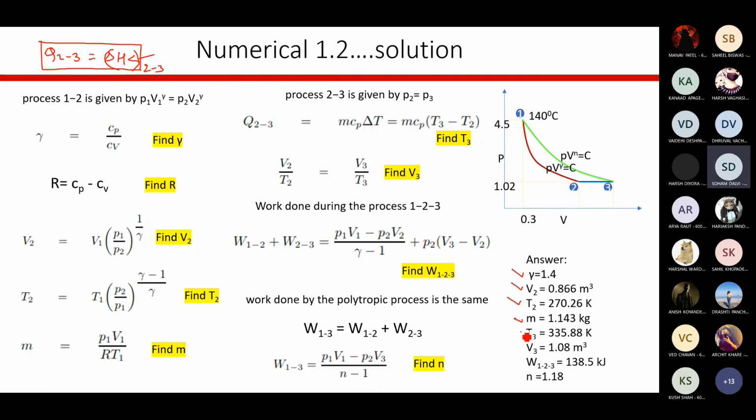Very good. Temperature T3? 335.873. That's fine. I rounded it off to 2 decimal places. Then volume V3? So 1.076. Same. That's fine. Again, I rounded it off to 2 decimal places. And now, the work done? I'm finding out. Find it out. Okay, find out.